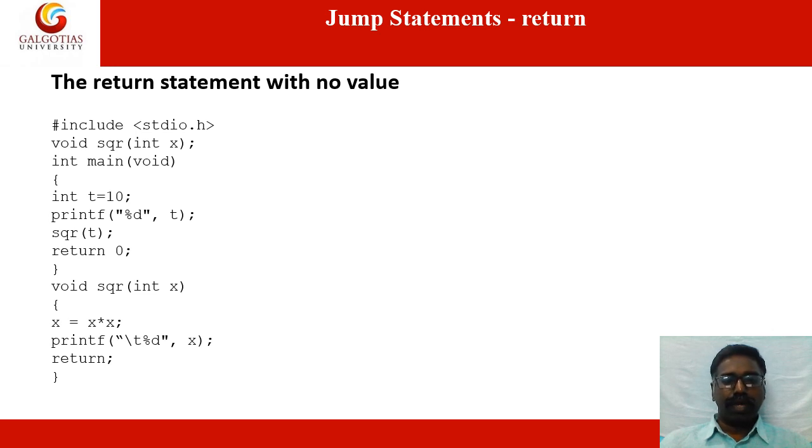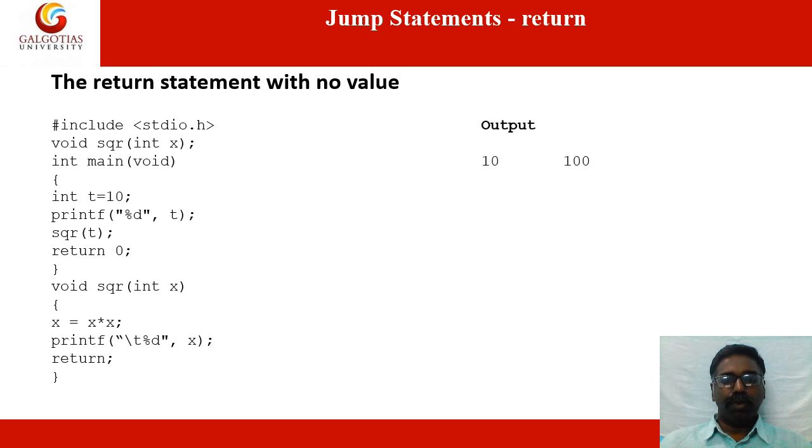Now x is equal to x into x, that is x becomes squared here, and then we print the x value inside the function itself, and then we just call return. What is the meaning of this return? Return back to the next line of the function call. That is the meaning of this return. Here you can note down, return does not have any return value, as per the program given here, return statement with no value.